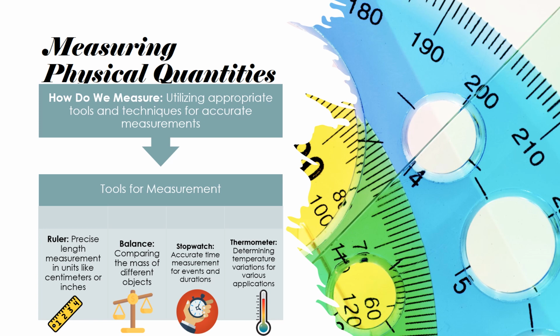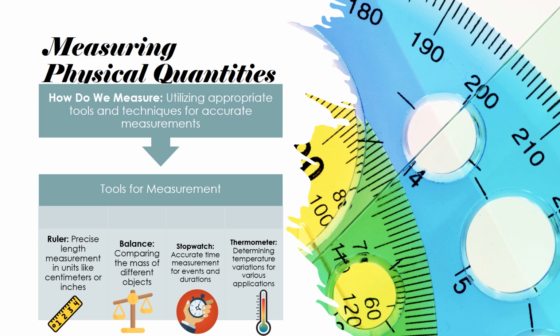1. Ruler. The humble ruler is a go-to tool for measuring length. Whether it's the length of a pencil or the width of your notebook, a ruler provides precise measurements in units like centimeters or inches. 2. Balance. When it comes to mass, we turn to a balance. This nifty device helps us compare the mass of different objects. It's especially handy when you need to figure out how much flour to use for that chocolate chip cookie recipe.